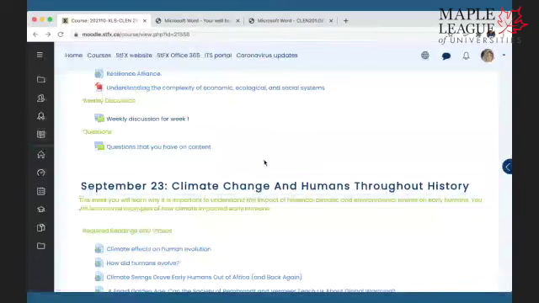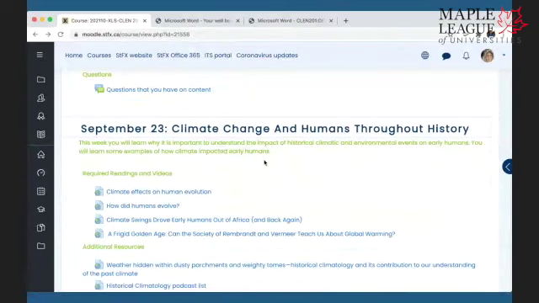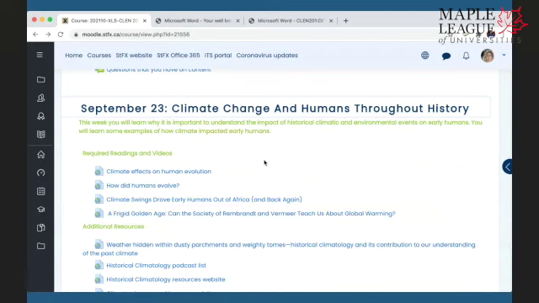So then week 2, we talked about climate change and humans throughout history. So we talked about how historical climate and environmental events impacted early humans. Talked about how humans evolved and how climate changes helped humans evolve, and then what humans did as climate changed, which very often was migrate. And so that's really interesting because we later talk about the options that we have.